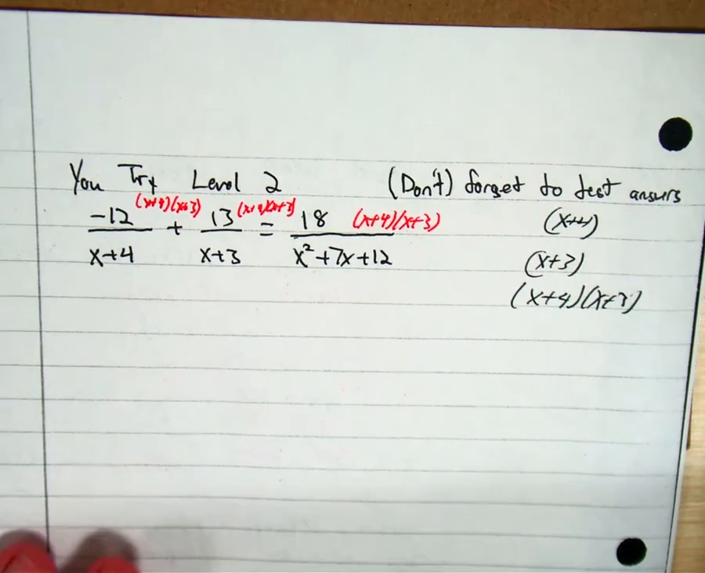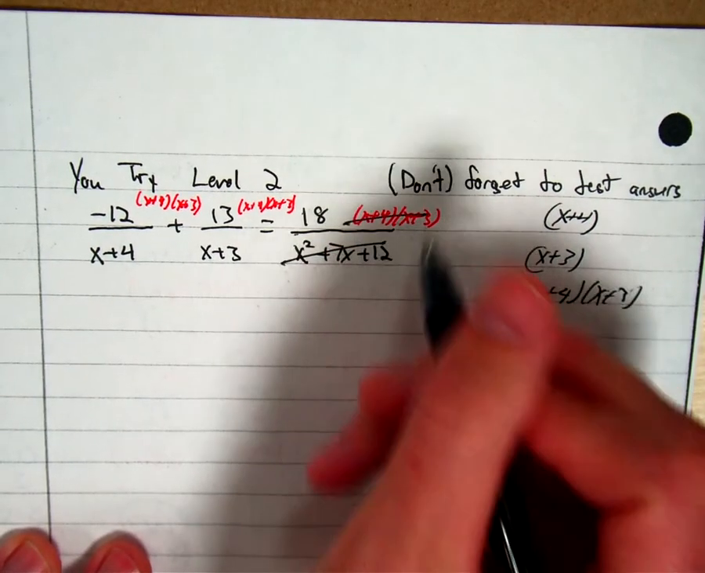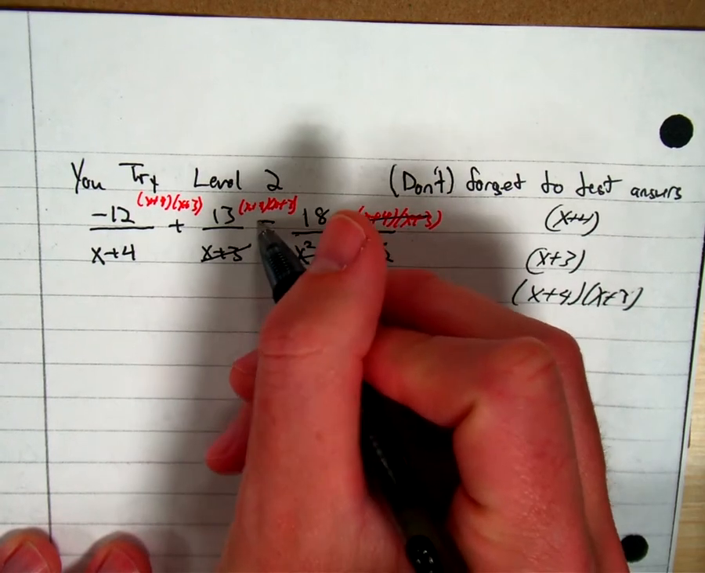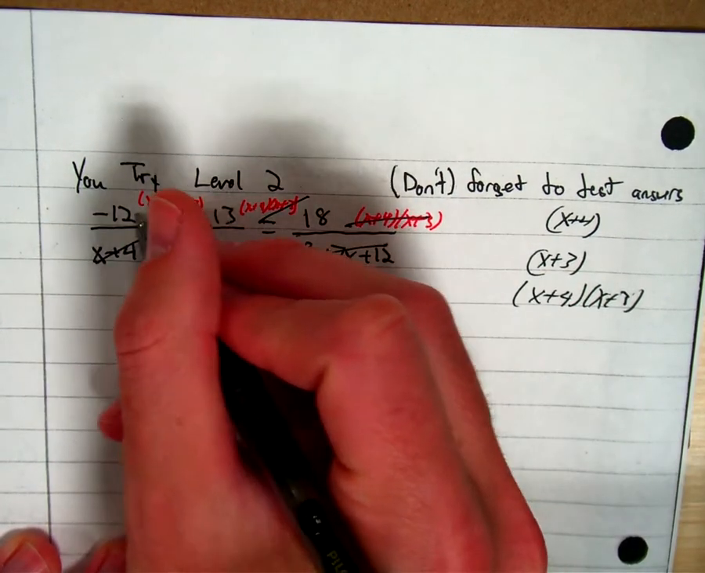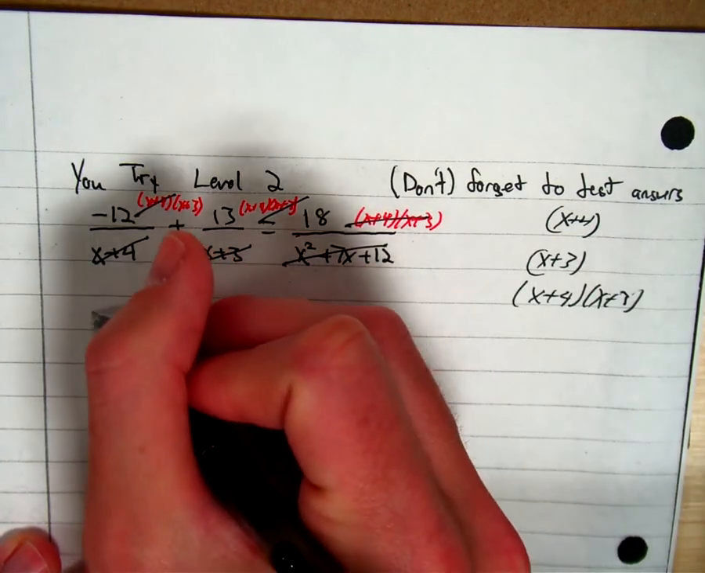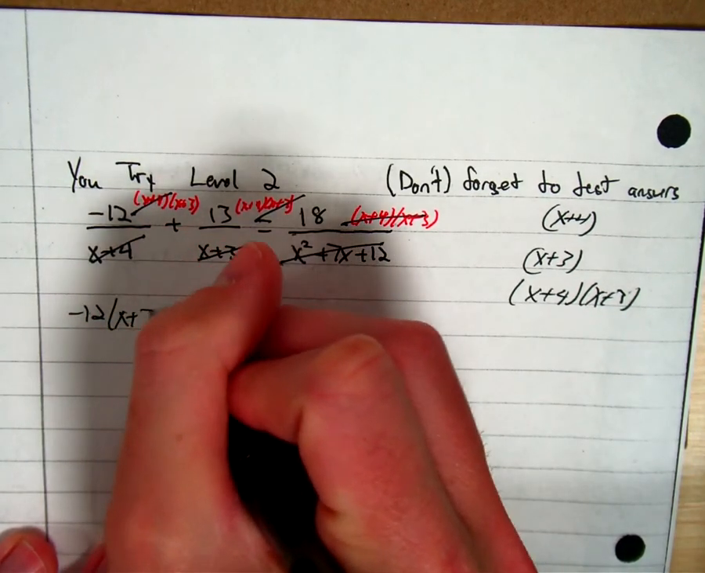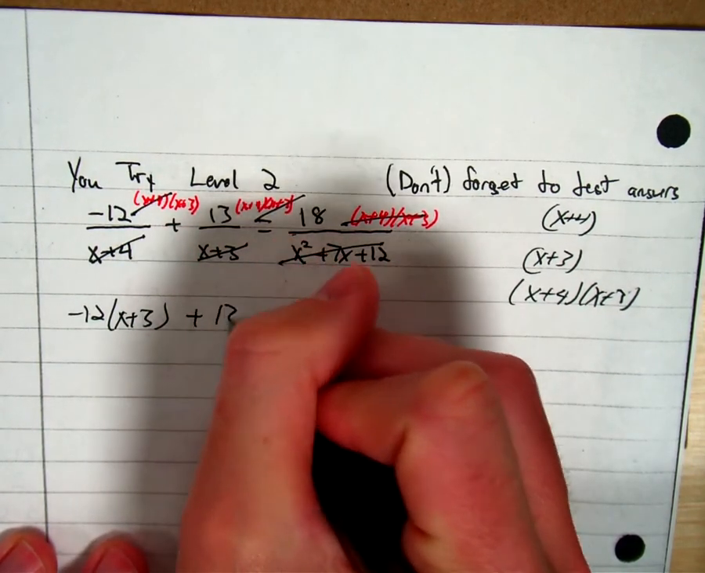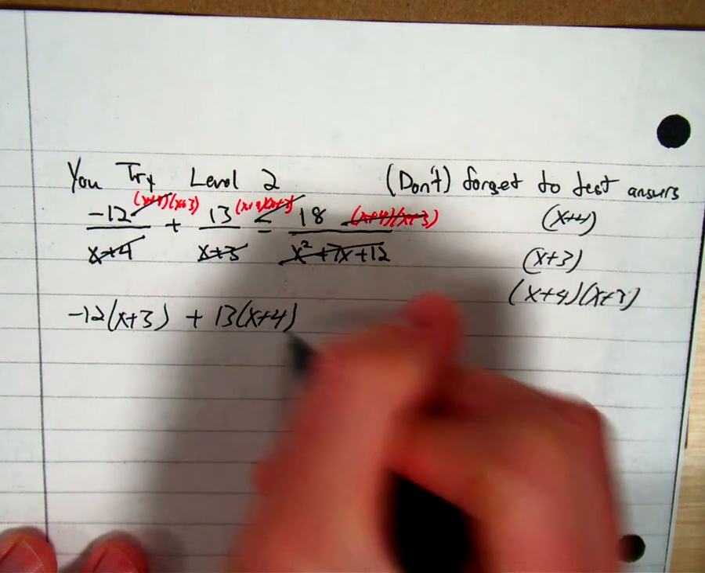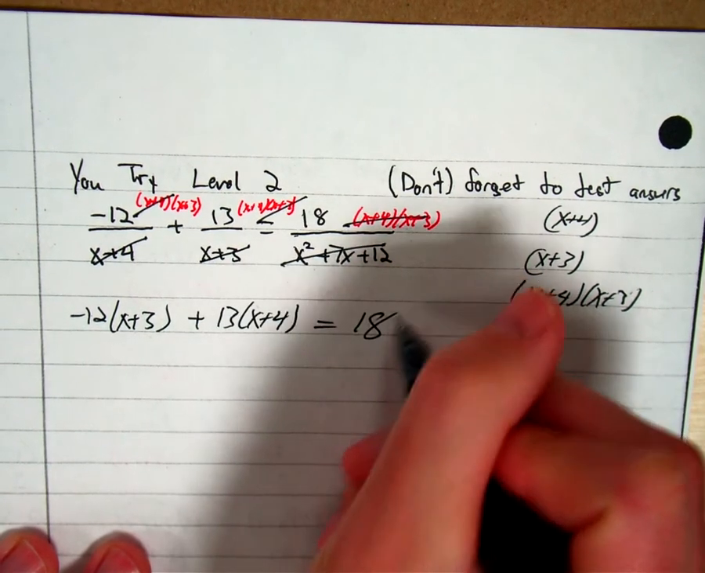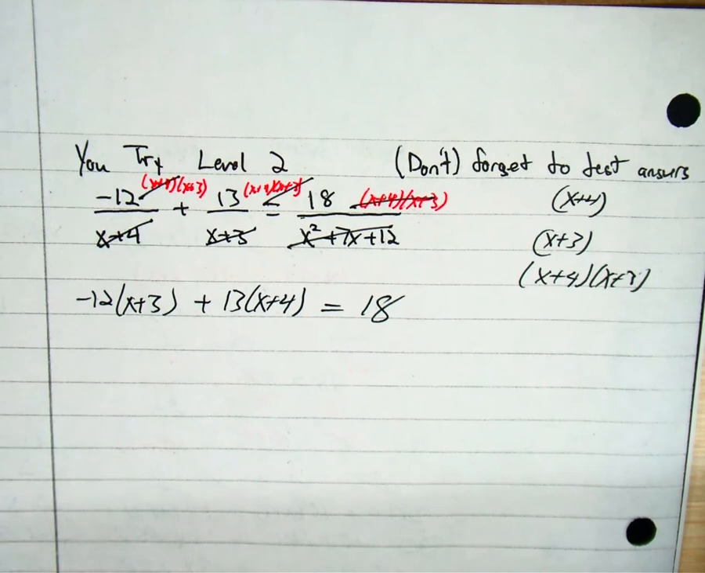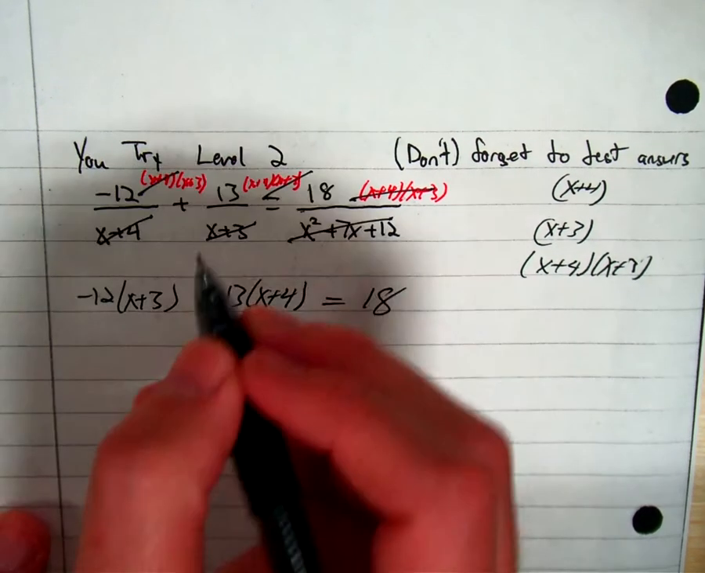And cancel out. Well, that's what this was. If x plus 3's cancel out, x plus 4's cancel out. So we're just going to have negative 12 times x plus 3 plus 13 times x plus 4 equals 18. Nothing left over there. So this one's going to be a pretty nice one.